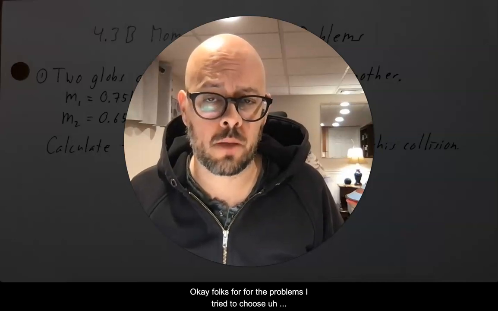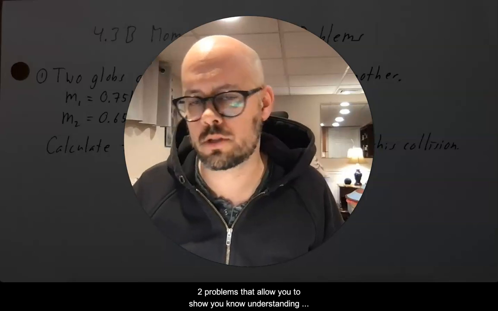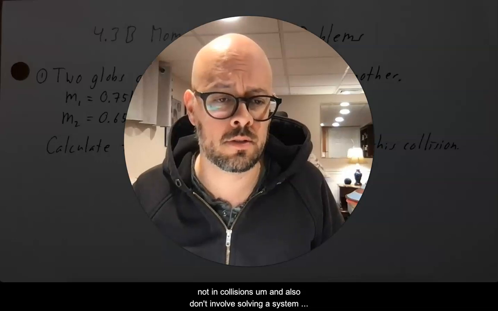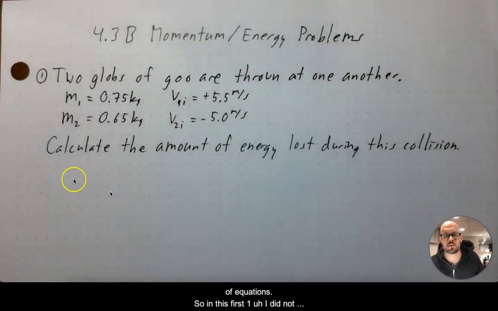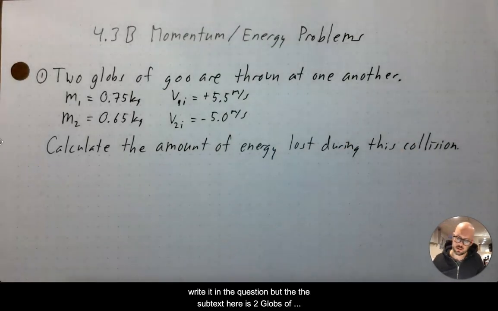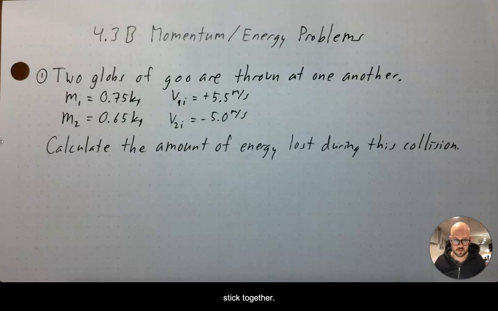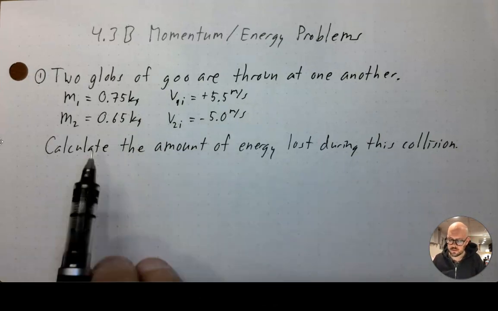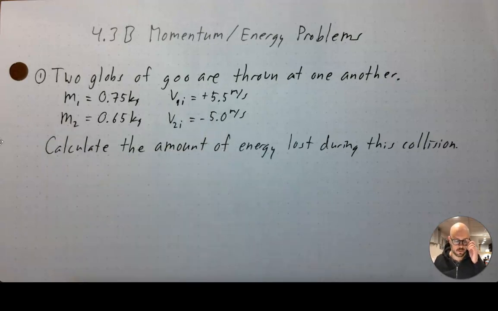Okay, folks, for the problems, I tried to choose two problems that allow you to show your understanding of momentum and energy conservation or not in collisions, and also don't involve solving a system of equations. So in this first one, I did not write it in the question, but the subtext here is two globs of goo are thrown at one another, and they collide and stick together. Because they're goo. Calculate the amount of energy lost during this collision. I give you the masses of the two globs and the initial velocities of each one.